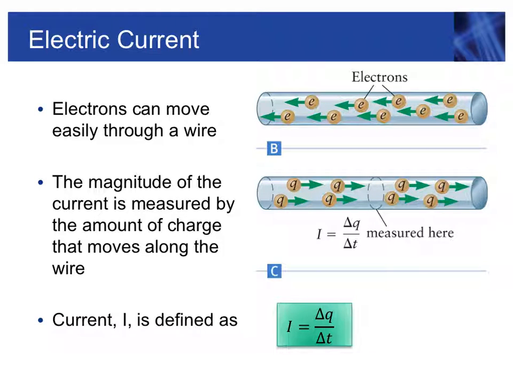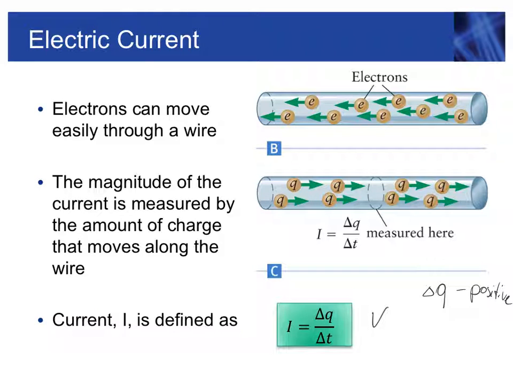To find the magnitude of this current, we need to divide the amount of charge that moves along the wire by delta T, like here, delta Q over delta T. What's important to understand here, and don't confuse it, this delta Q in the definition of current is a positive charge.